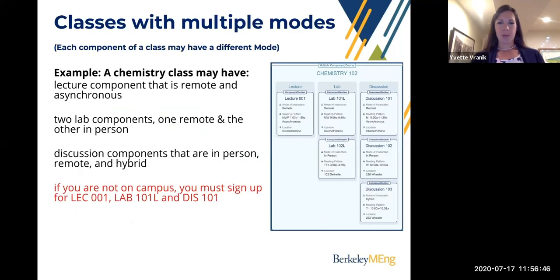As you can see in this example, our classes might have multiple components, and each component might have its own mode of instruction and also its own attribute. So in this example here, the chemistry class has a lecture component, which is remote and asynchronous. It has 2 lab components, one is remote, one is in person, and it also has discussion components, which are in person, remote, and hybrid. So it's really important to look through the entire class and all the components in detail before you register to make sure you can actually attend the components you have chosen.